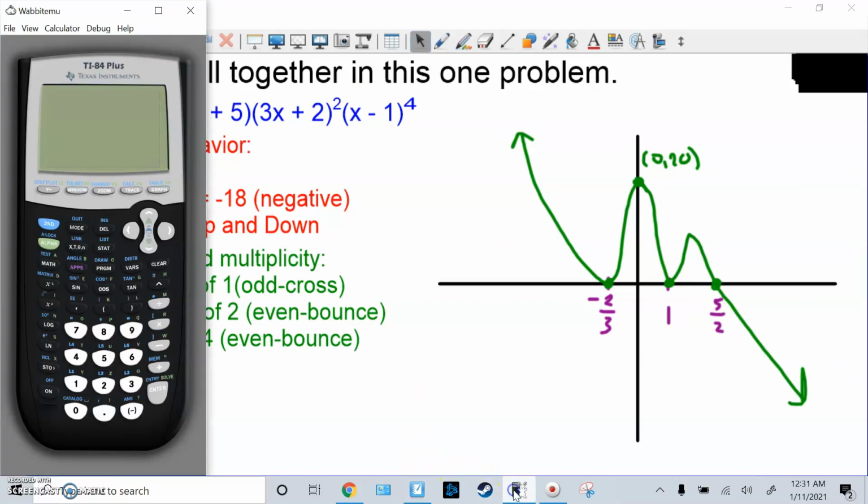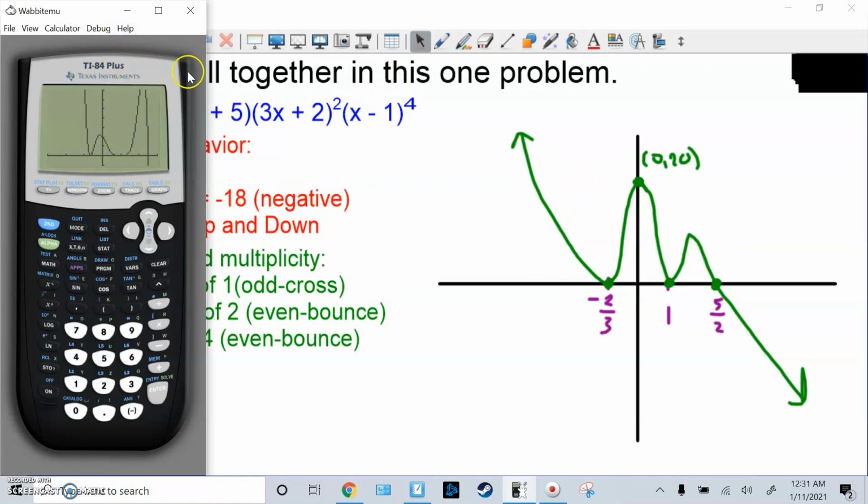I did graph this in the calculator to see how close I got. I typed it in. I go to graph. Let's see. So it starts on the top. It bounces, goes up. It goes down, then hits the y-intercept. It goes down here to 1. 1 is multiplicity 4, so it's pretty flat. Then it goes up, and then it goes down again. Now this, I don't know how high this goes, but kind of close.